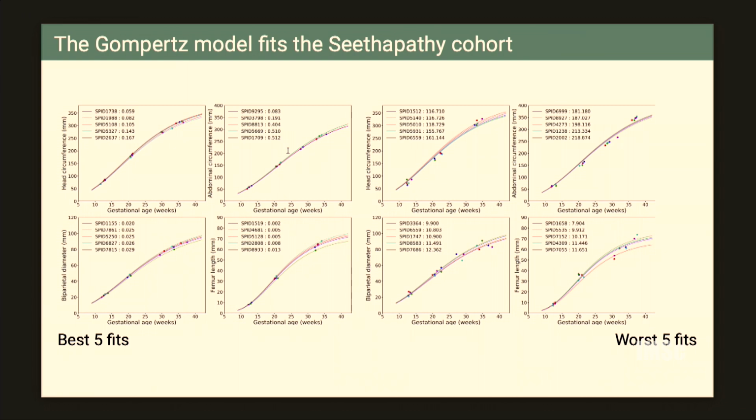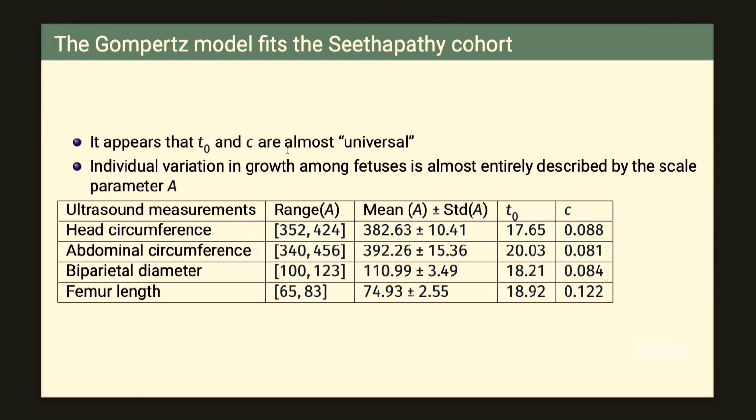So what this means is that if it's a bad fit, maybe C was actually wrong. We should be using a different C, or maybe it's a different shape altogether. Maybe it's not growing according to a Gompertz curve. These are the parameters that we get when we fit it, and we get a different T naught and C for each of these, but it's not terribly different. It's in the same ballpark. And we get a range of A's, which is basically representative of the cohort that we use.